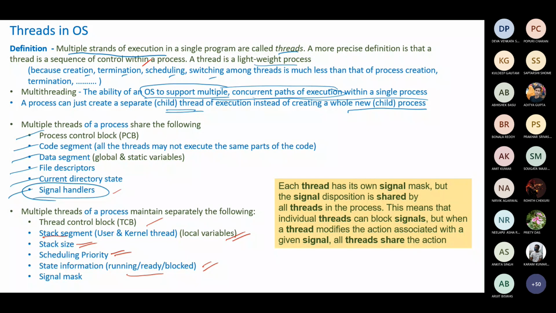But once a signal is received, the handling is all the same, irrespective of the thread in a particular process. So to summarize, individual threads can block signals. One may block, one may unblock, but when a particular thread modifies the action associated with a given signal, all the threads share the same action. Is that okay?